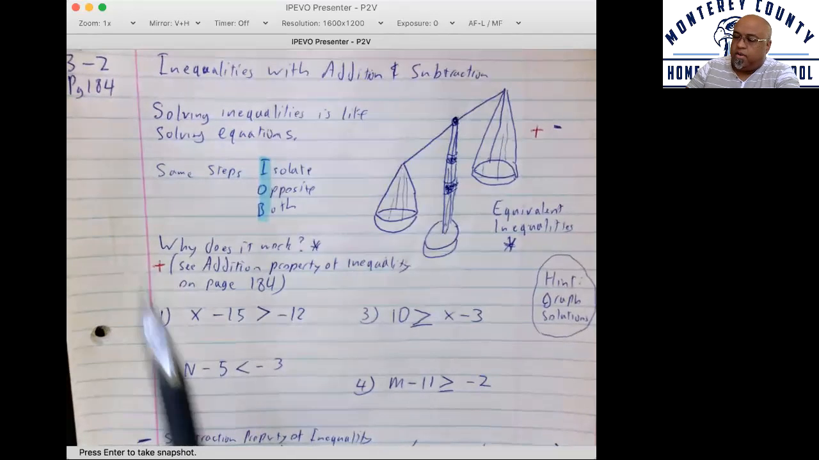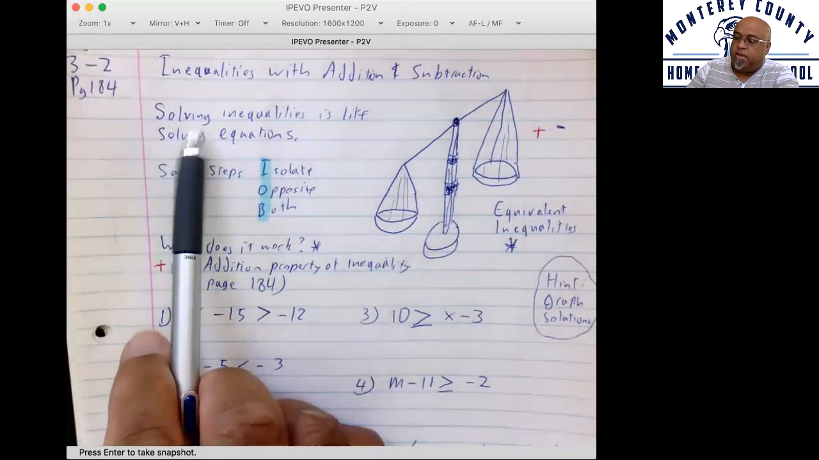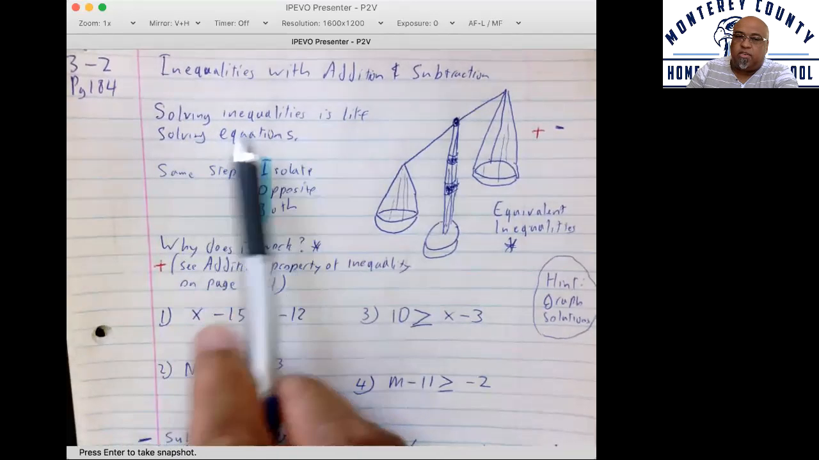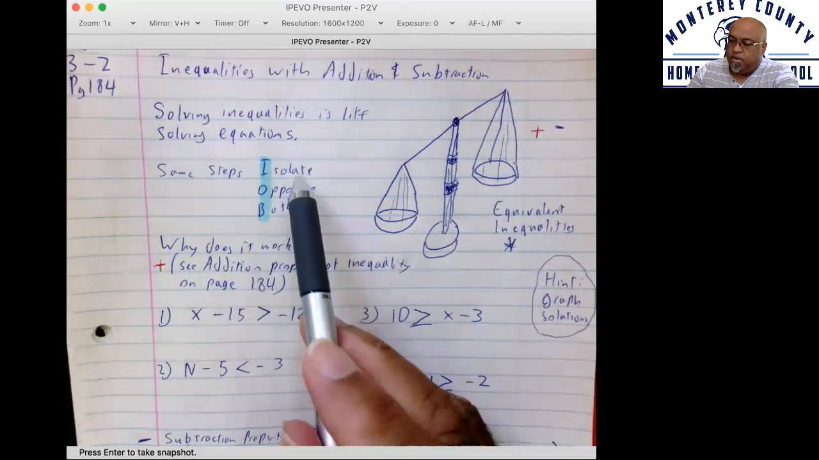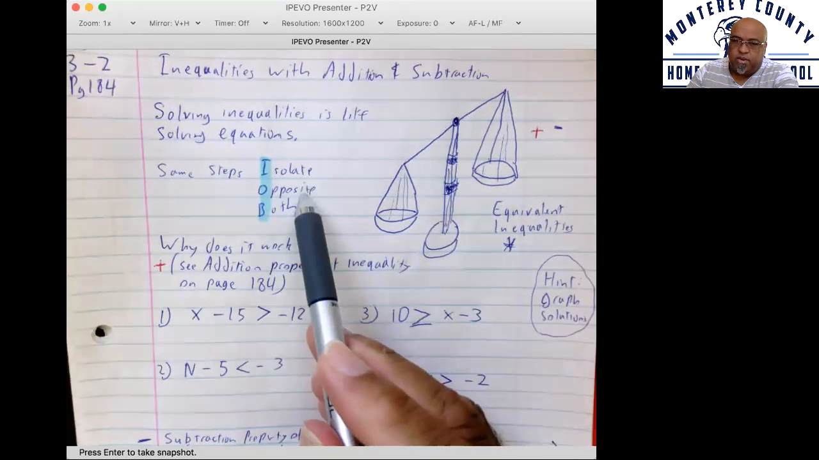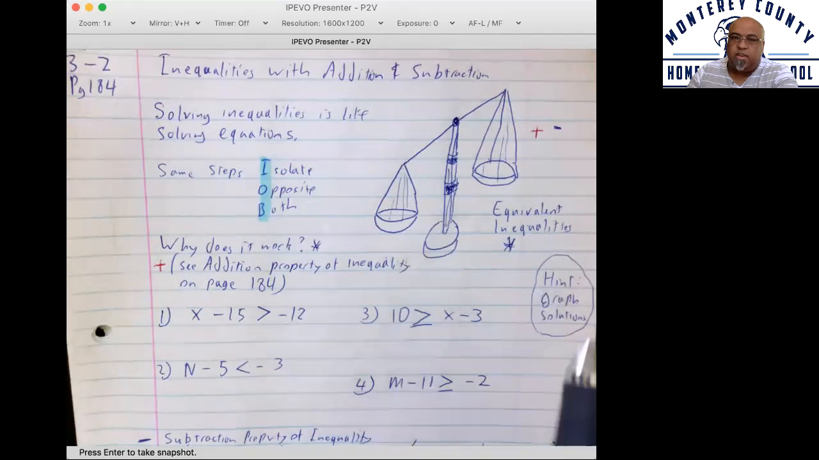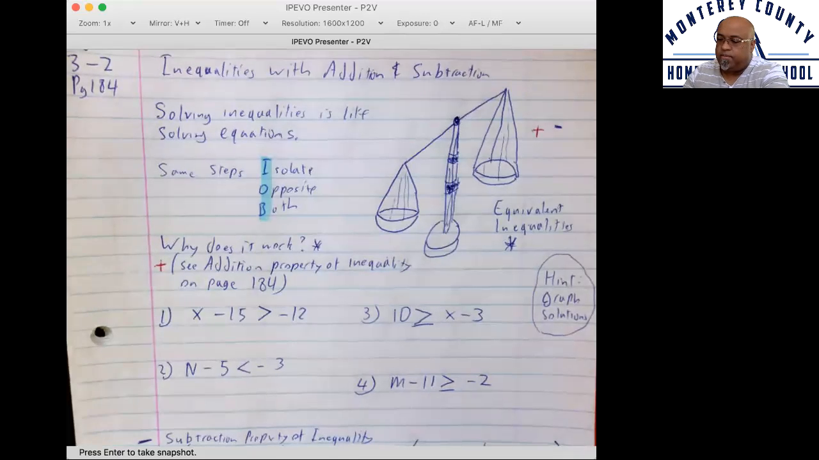The first note I wanted to make for you is this. Solving inequalities is like solving equations. Okay? So basically, to solve an inequality, you use the same steps, which are isolate, opposite, both. Isolate the variable by opposite operation to both sides of the equation.